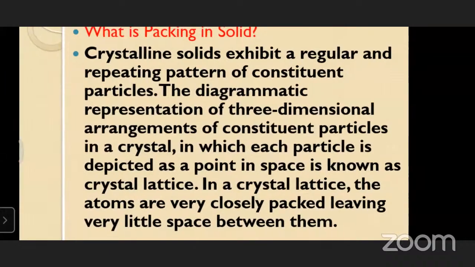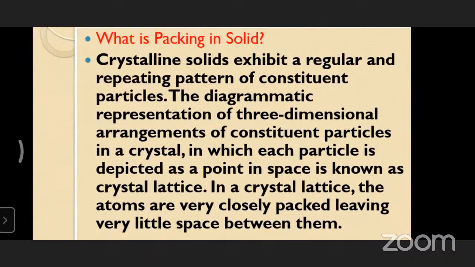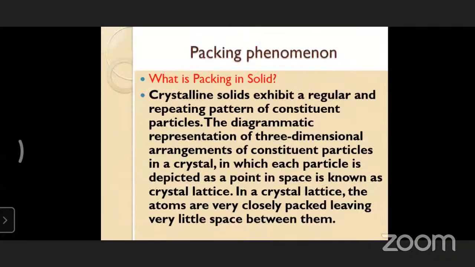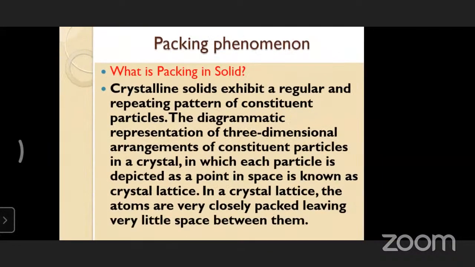In a crystal lattice, the atoms are very closely packed, leaving very little space between them. We saw yesterday that the lattice points are joined by straight lines. If you consider the box-type structure that we have taken as a unit cell, by the combination of unit cells we get a crystal lattice, which becomes a solid. This is what packing in a solid is. Lattice points, crystal lattices, unit cells, these are all present there. So this is how the packing goes in a solid.